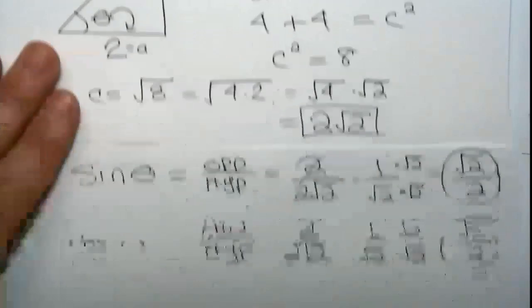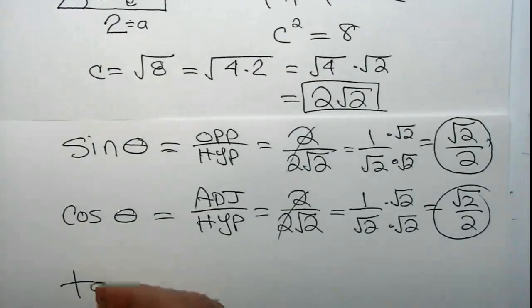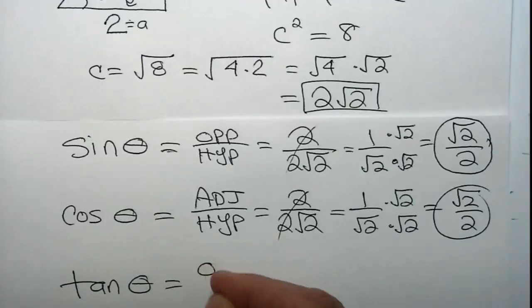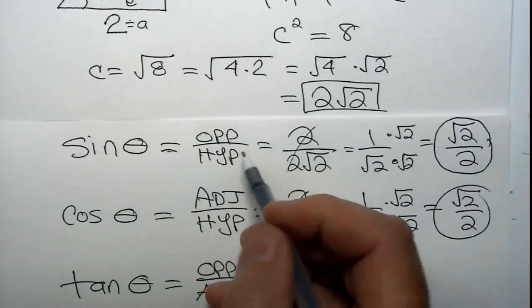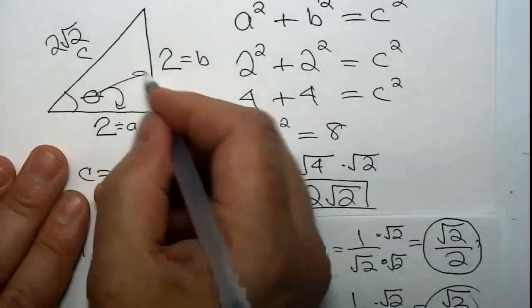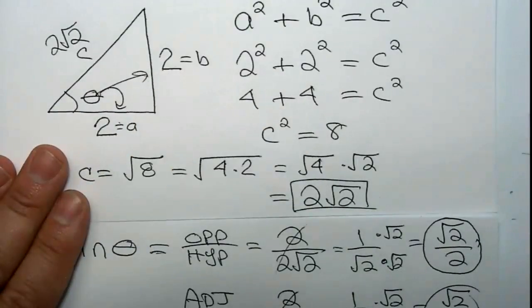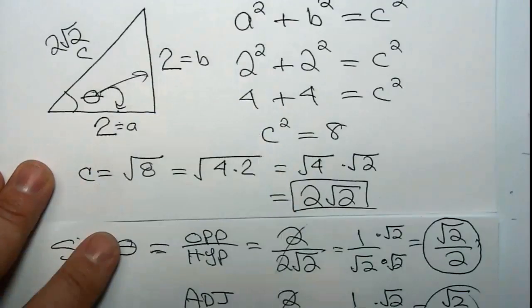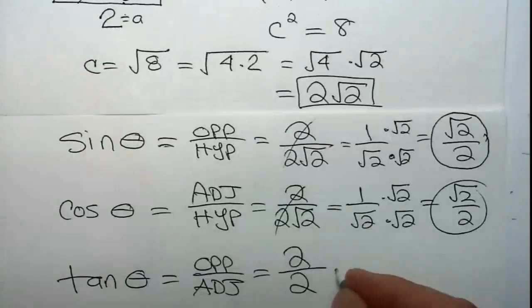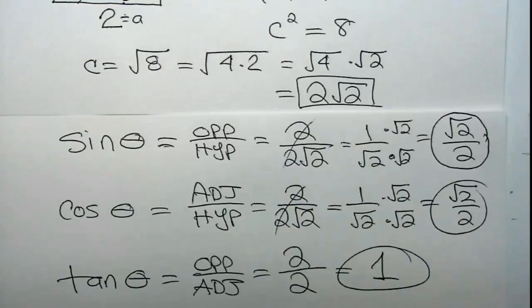And finally, let's do tangent. The tangent of this unknown theta is supposed to be the opposite side over the adjacent side. The opposite side is, well, let's go back to the picture and stare across at the 2. The adjacent side is right next door, also a 2, and I believe we're done. It's 1.